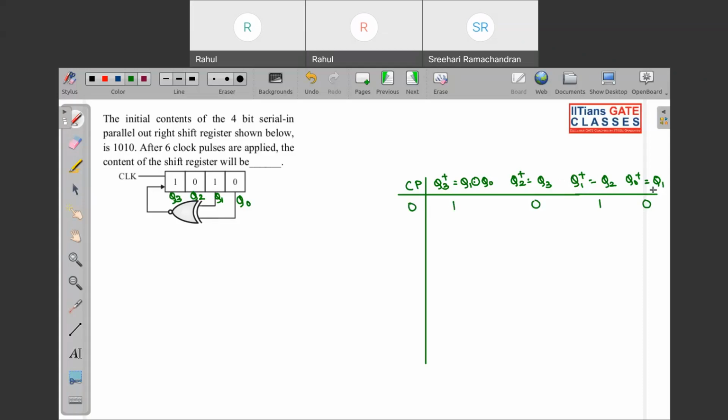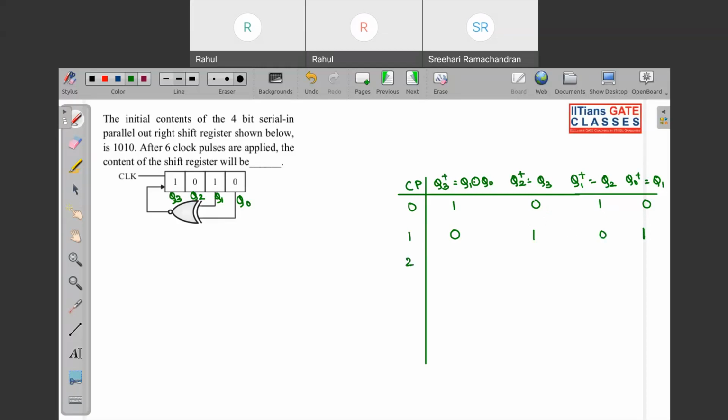So what answer are we getting? Is it 1100? Okay, let us check. So after 6 clock pulses, at first clock pulse, you can see Q1 XNOR Q0. So these two, 1 0, this will be 0. This bit will be shifted over here, this one over here, and this over here.